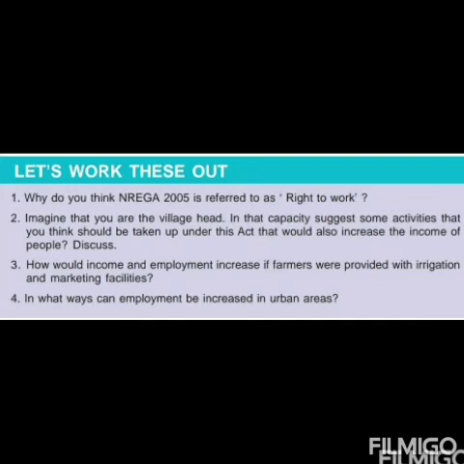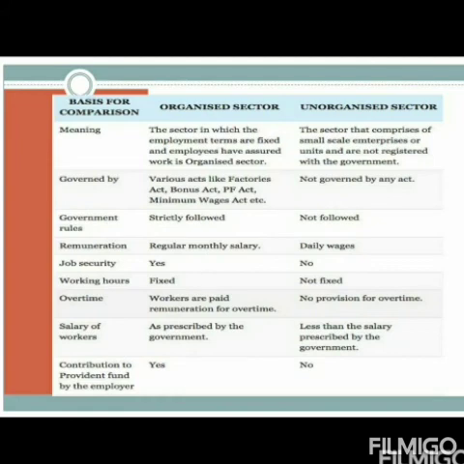Now, comparing the organized sector and unorganized sector. The sector in which the employment terms are fixed and employees have assured work is the organized sector, whereas the unorganized sector comprises small-scale enterprises or units and is not registered with the government. The rest of the classification on the basis of different comparison parameters is given. Go through it.